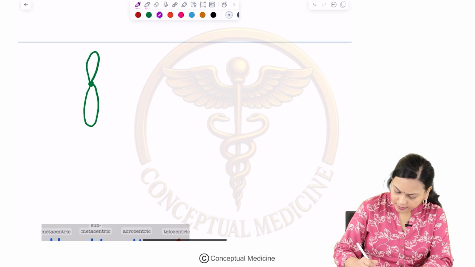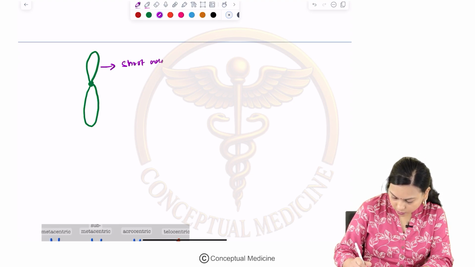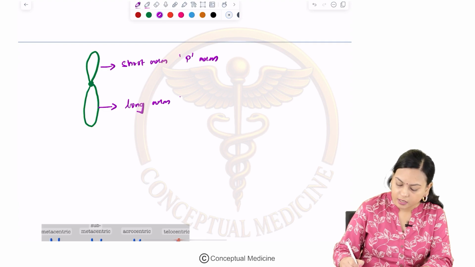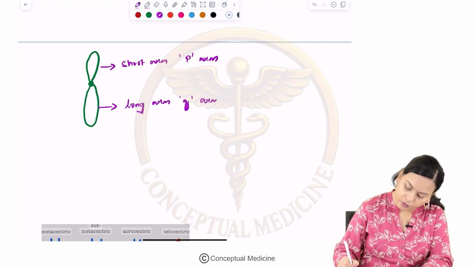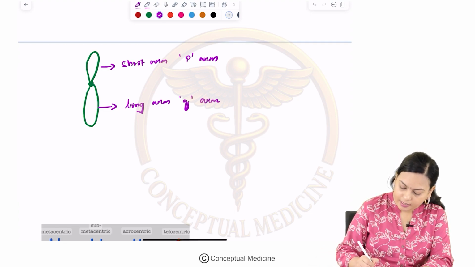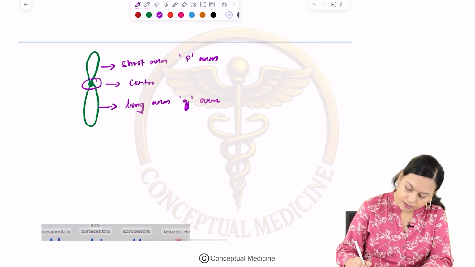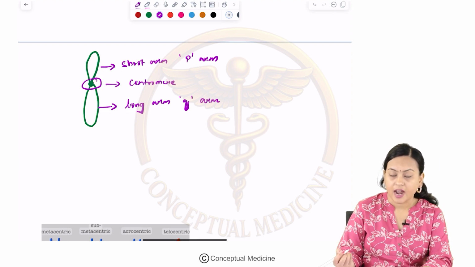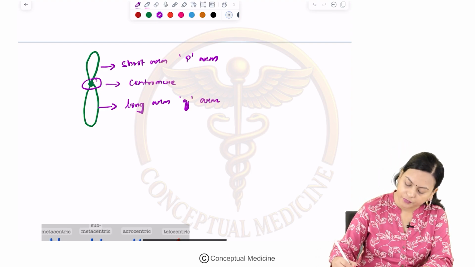Now if we see the structure of a chromosome, it is like this, right? In this, the shorter arm is known as the P arm and the long arm is known as the Q arm. The intersection of these two arms is known as the centromere, and this centromere decides the various sizes of the arms of the chromosome, okay.